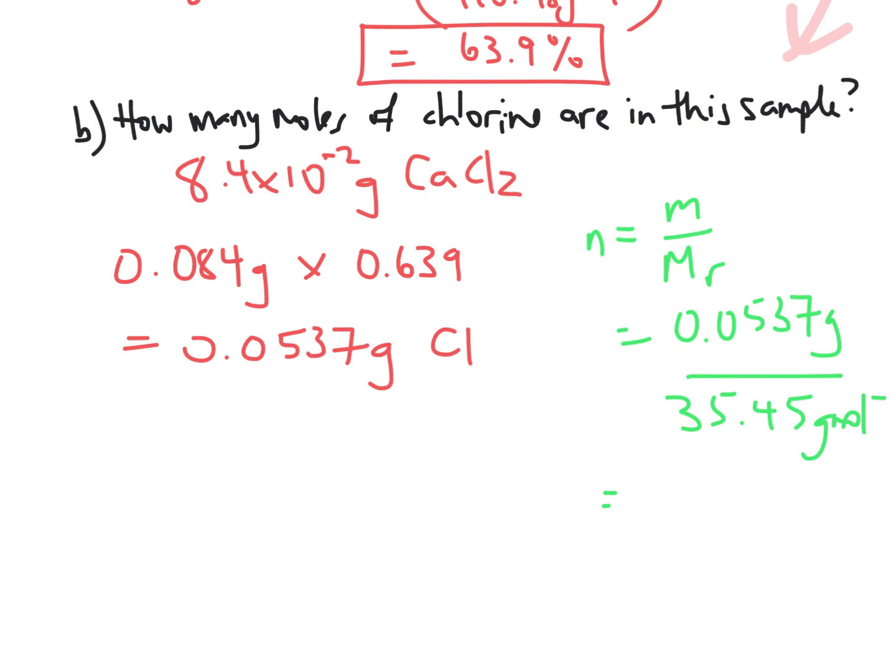If you're wondering, why don't we use 2 chlorines? We already factored in the 2 chlorines above to figure out the percentage chlorine by mass. So here we just use the 1 chlorine. Pump that into your calculator, and with 2 significant figures, you get 0.0015 moles, or 1.5 times 10 to the minus 3 moles. Ta-da!